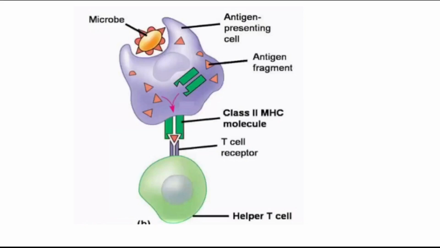This is the MHC protein. This is a peptide fragment of antigen. Both are attached, and that complex is brought to the surface. So this is a class 2 MHC molecule on the antigen presenting cell. This is the antigen, and this complex is coming towards the helper T cell. Helper T cell will have a receptor specific to that antigen, and this receptor binds to this complex, and helper T cell gets activated.